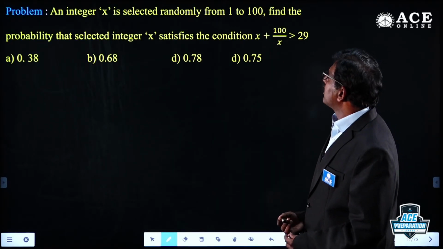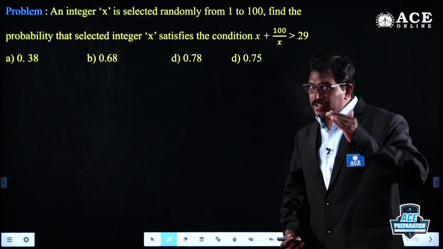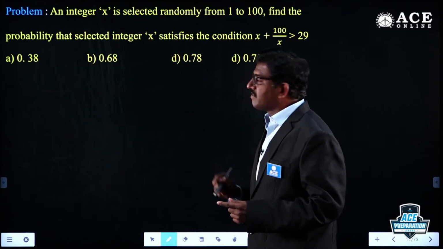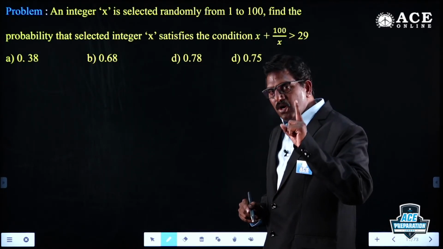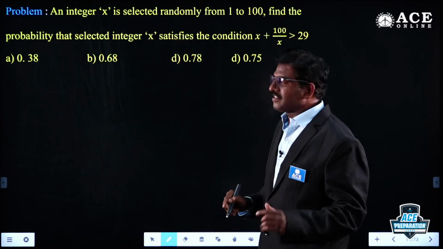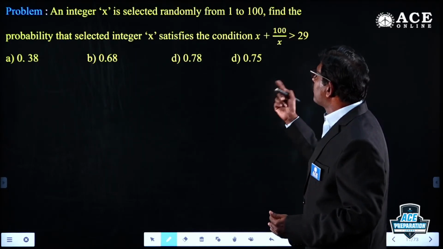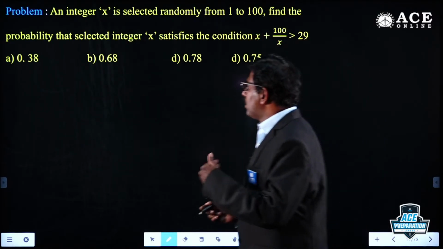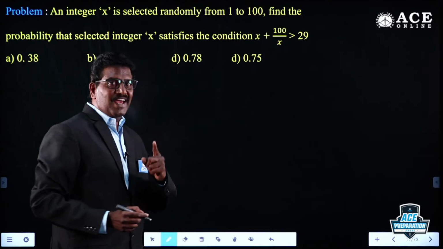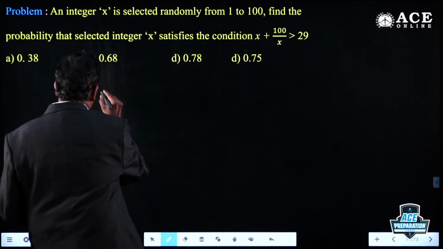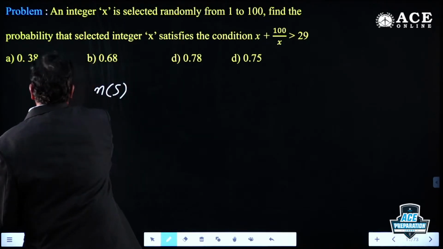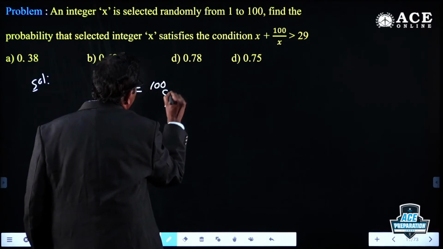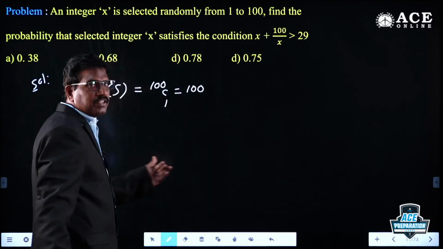Next, see the problem. An integer x is selected randomly from 1 to 100. Whenever data is given, first fix the denominator. Only one integer is selected, which we named x. It may be 1, 2, 3 up to 100. We are selecting 1 among 100, so n of S is 100 C1, which is 100 only. That is the denominator.